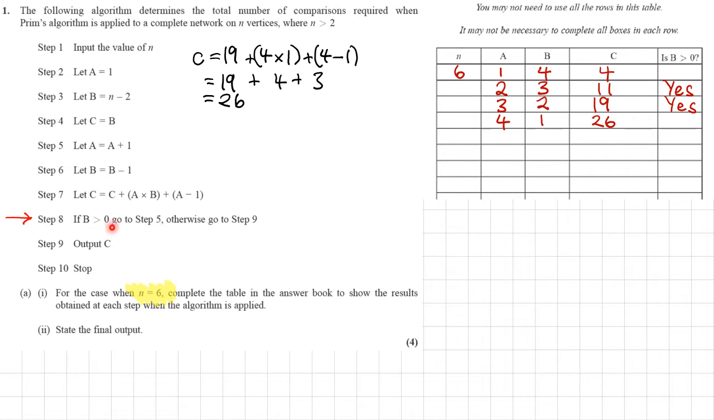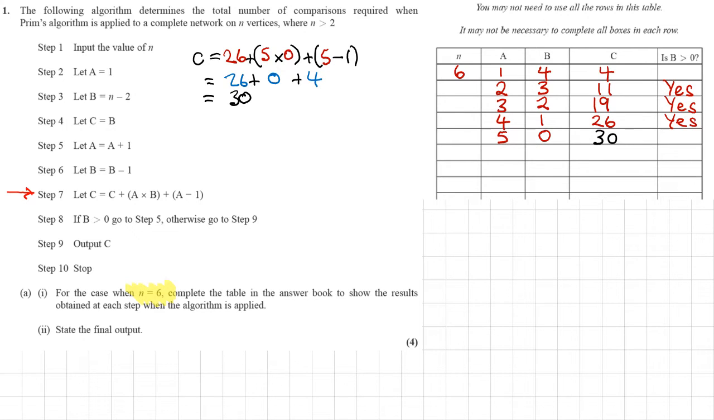b is still greater than 0, so we record yes, and we jump back to step 5. Step 5, we increase a by 1. Step 6, we decrease b by 1, so it's now 0. Step 7, calculate this new value of c, and that will give us a new value of c of 30. So that goes into the table.